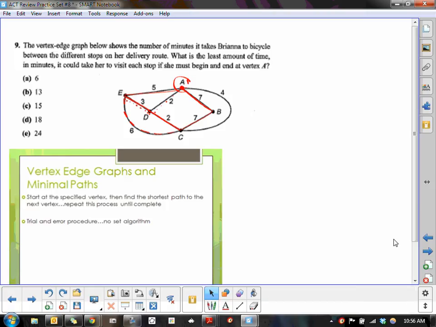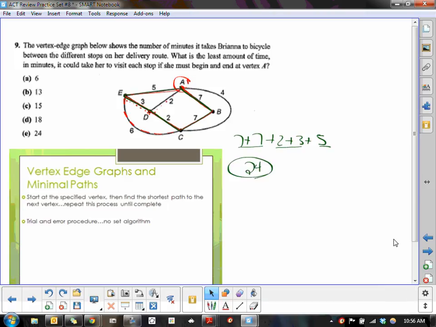So here's the path that I'm going to choose. I'm going to choose 7, and a 7, and a 2, and a 3, and a 5. So 7 plus 7 plus 2 plus 3 plus 5. This is 5, 10, 10 and 14 is 24.